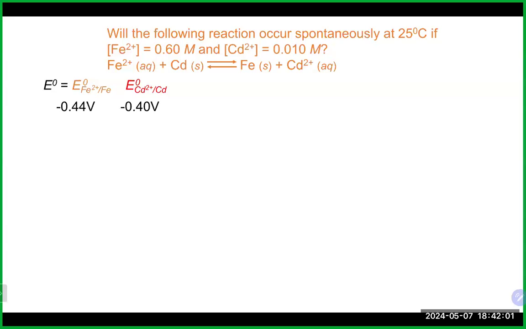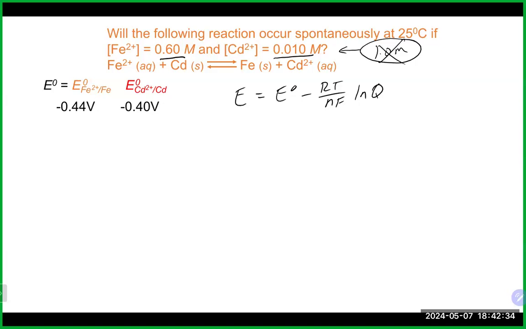Okay, so let's take a look. We're going to use our Nernst equation here, as we do have concentrations, and the reason we know we should use it is these guys are not 1 molar, so that is the non-standard part of this deal. If it was under standard conditions, those guys would all be 1 molar, but again, they are not. So we're going to do E is equal to E naught minus RT over nF, natural log of Q.